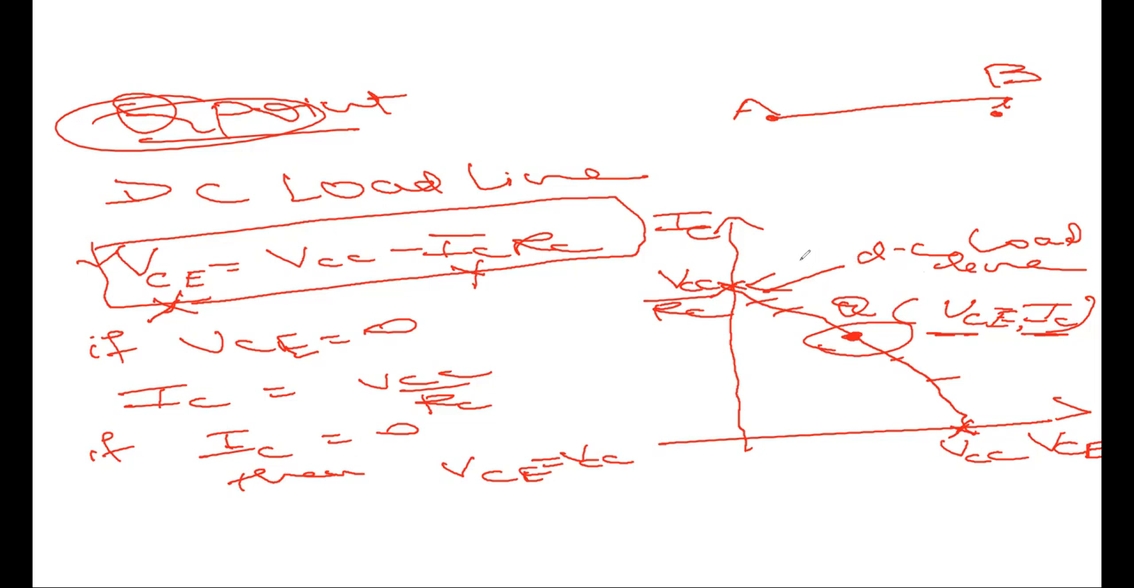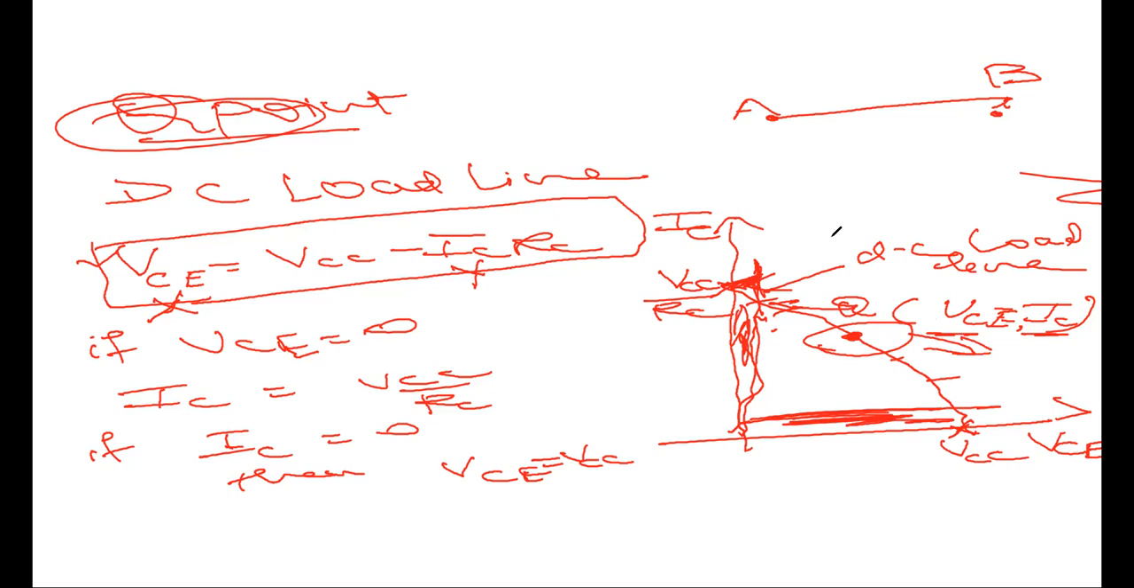To get the faithful amplification, the Q point should be fixed at the center of the load line. This region is the saturation region of the transistor, and this region is the cutoff region of the transistor. The Q point should not move towards the cutoff region, and it should not move towards the saturation region. It should be fixed at the center of the load line to get the faithful amplification.